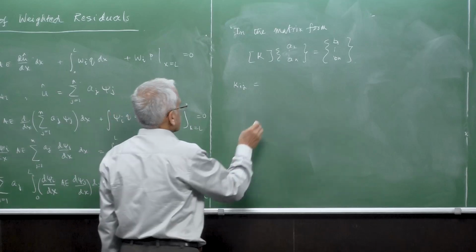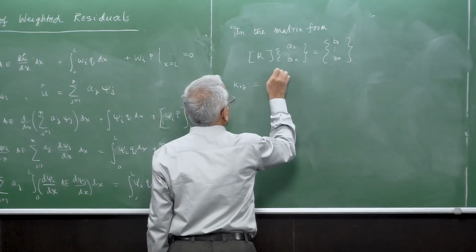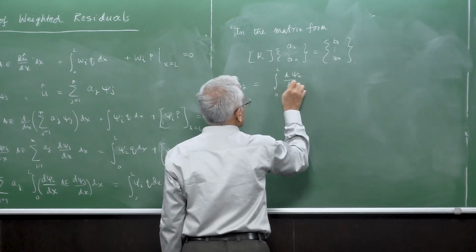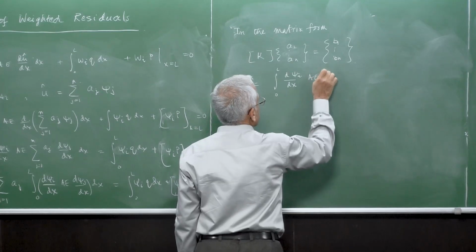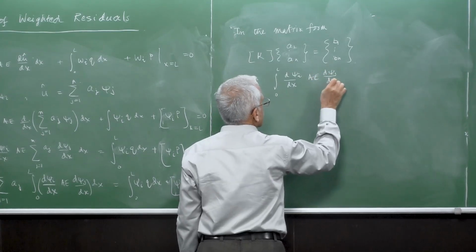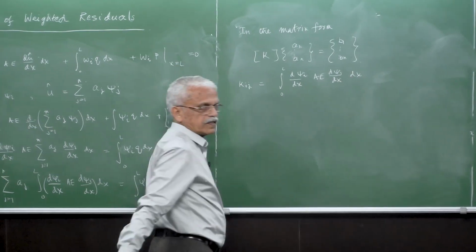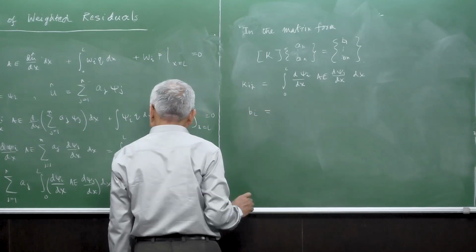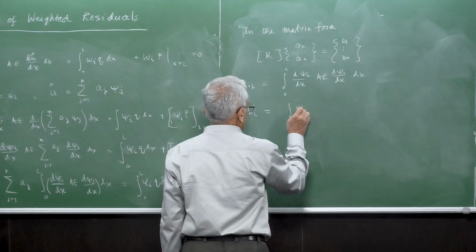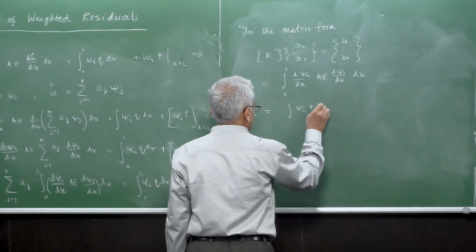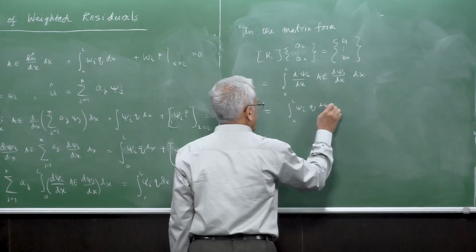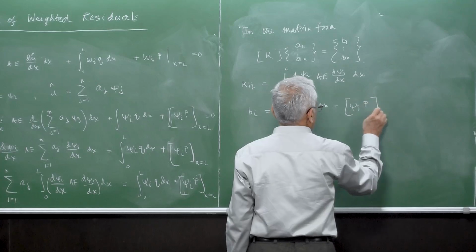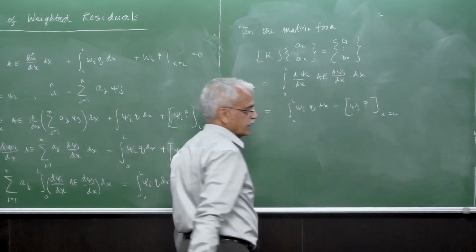Here, it is nothing but the integral from 0 to L of d psi_i by dx, AE, d psi_j by dx dx. So this is the K_ij coefficient, and followed by the one on the right side, which will be the integral of psi_i Q dx plus psi_i P evaluated at x is equal to L.